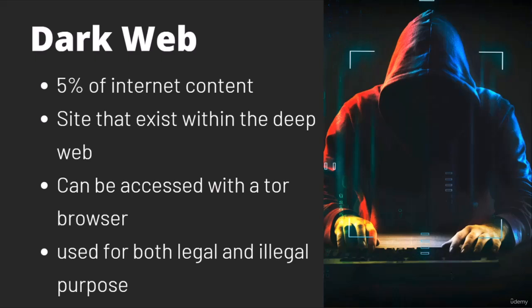So now we have seen what the internet is. We have also covered the different parts of the internet. Now let's see the last part of the internet, which is the main purpose of this course, which is the dark web.